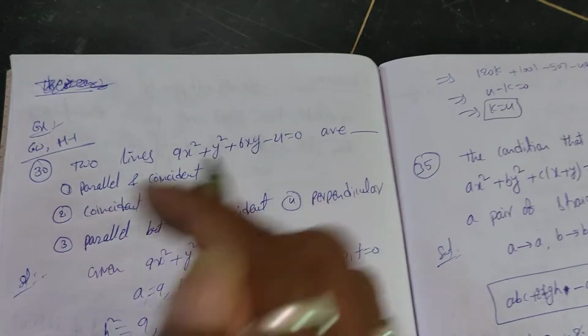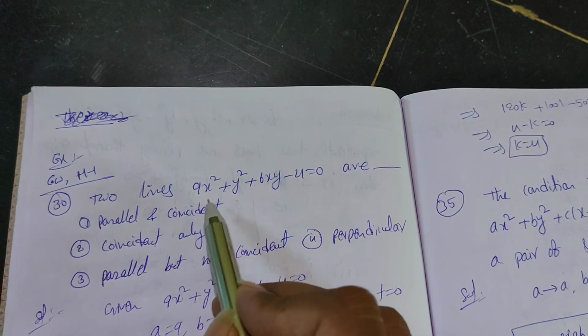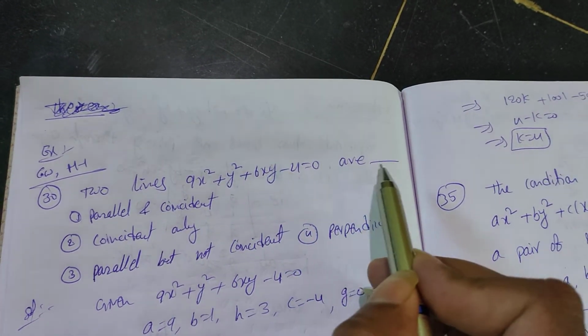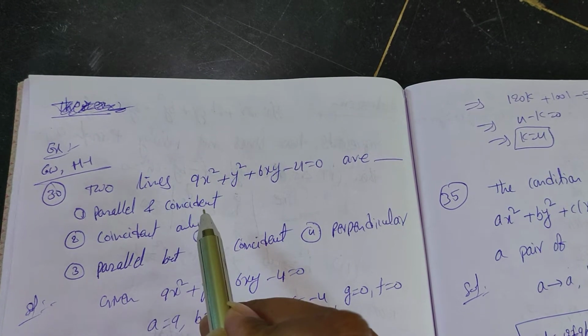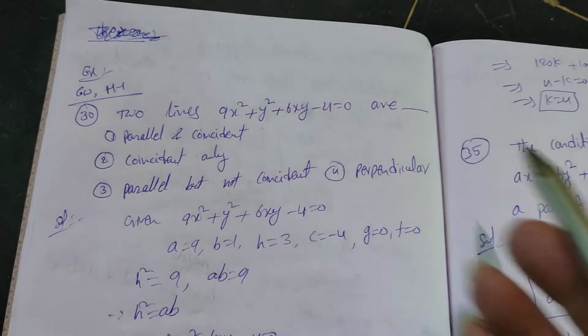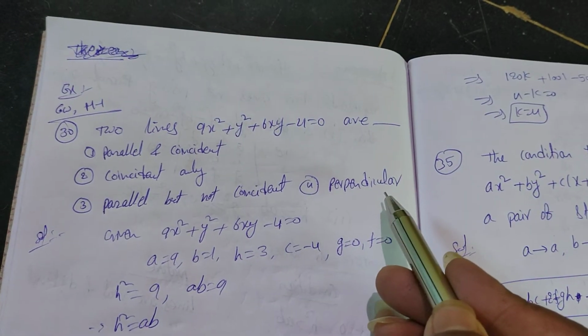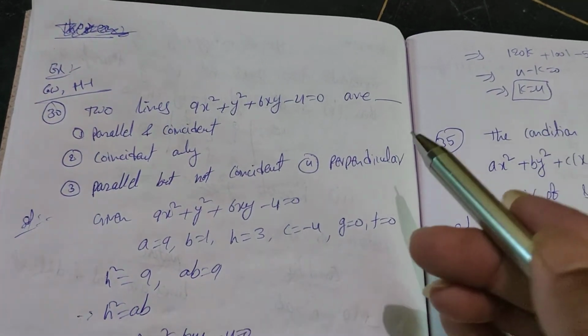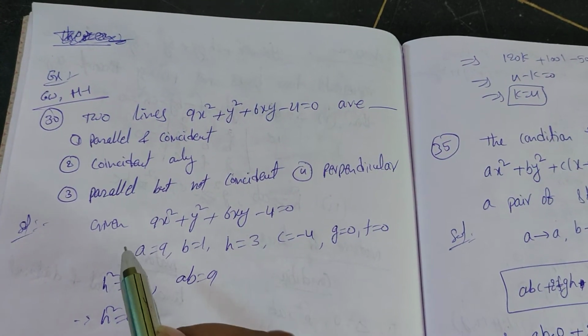So based on this one question, the two lines 9x² + y² + 6xy − 4 = 0 are parallel and coincident. Coincident only, parallel but not coincident, perpendicular, they given. So about perpendicular I didn't give actually. So next class, mostly next class you may get about perpendiculars. So now come to the point.